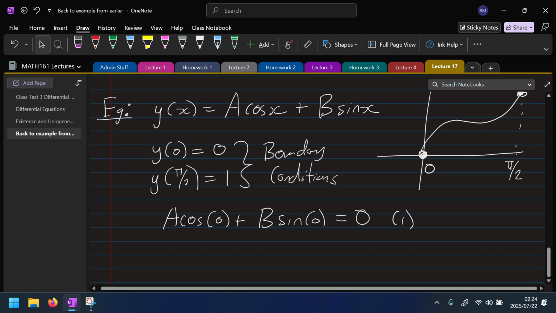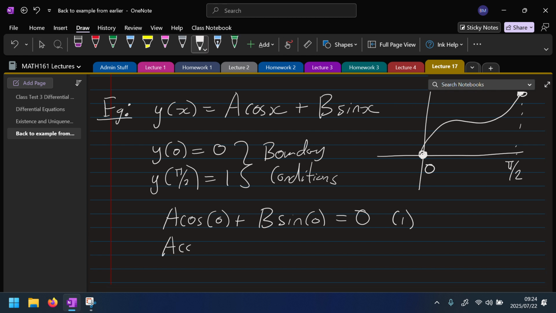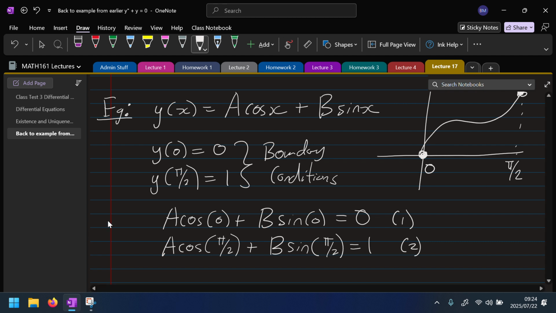And secondly, y at pi over 2 is 1. So we're going to have a cos pi over 2 plus b sine pi over 2 is 1. Now there's no derivatives, okay, because these are boundary values. It's values for y. So equation 1 and equation 2 is just the y equation. No derivatives mentioned at all.